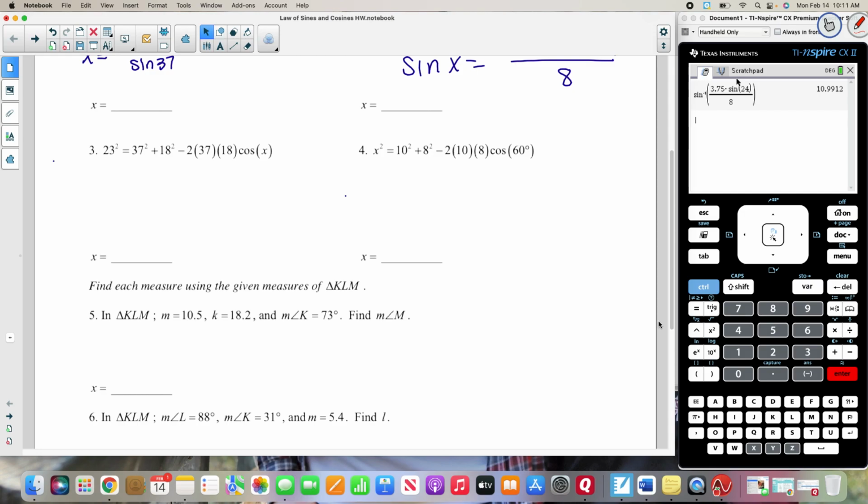10.99. Remember how I said you can't see back there? It's right there. 10.99.